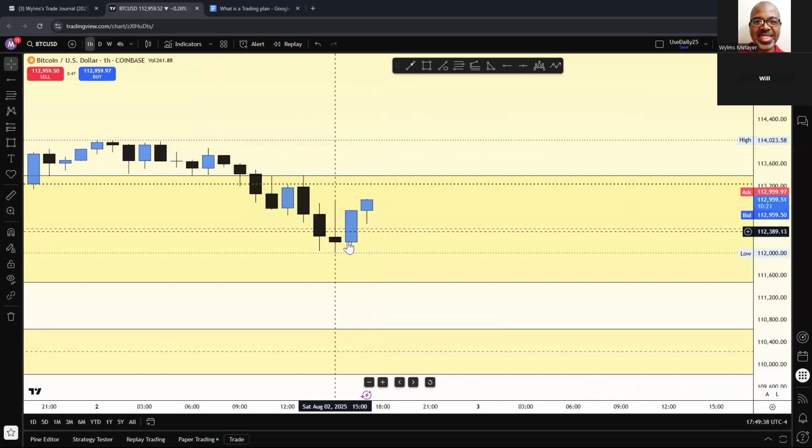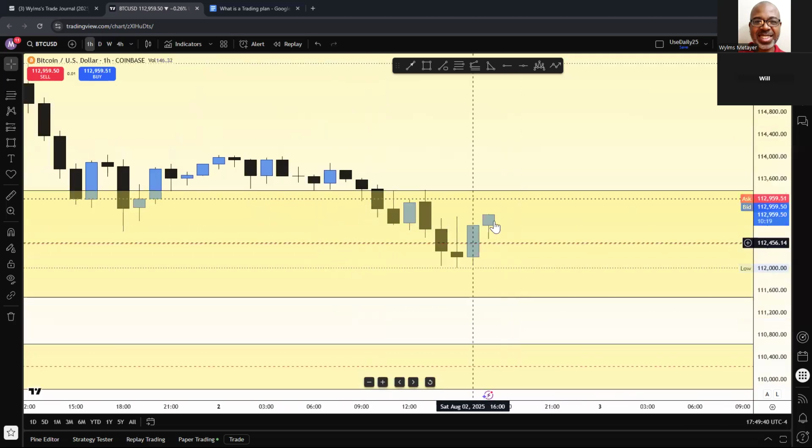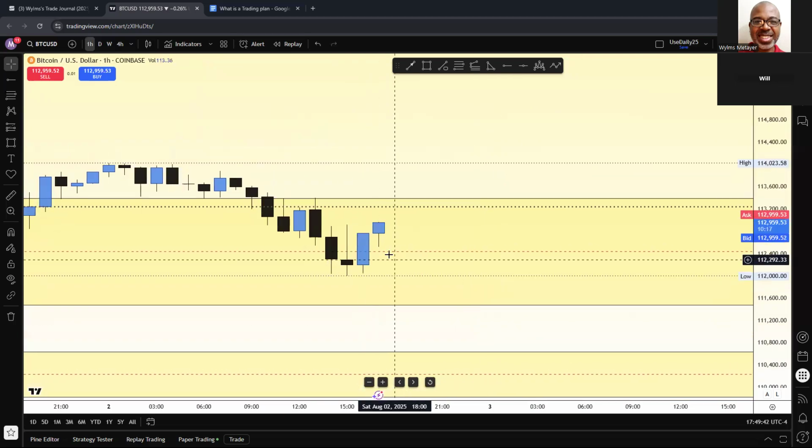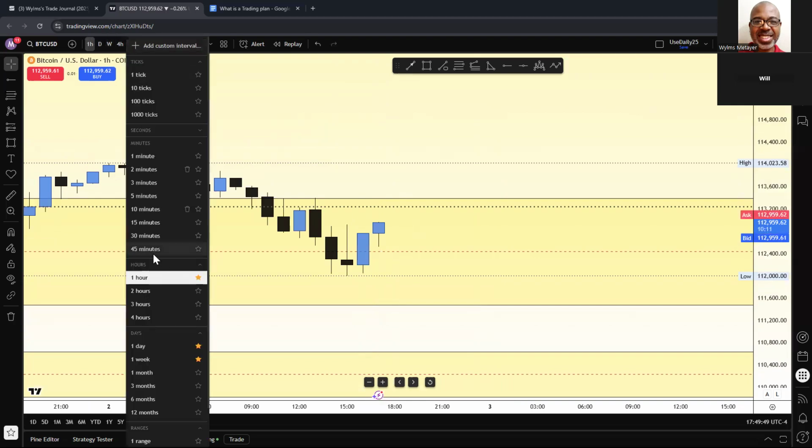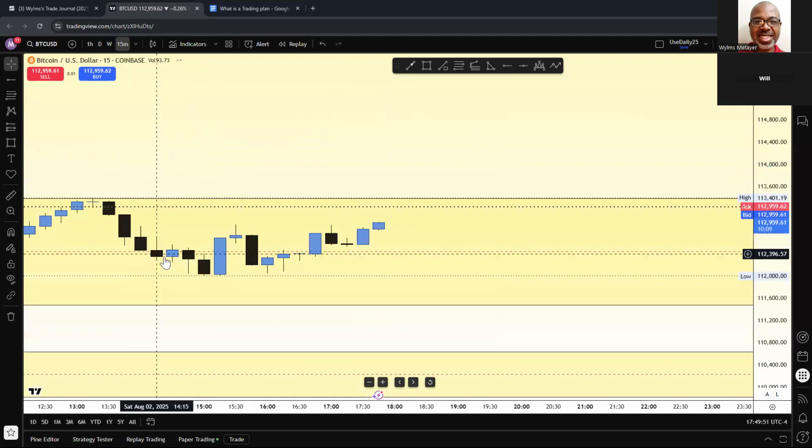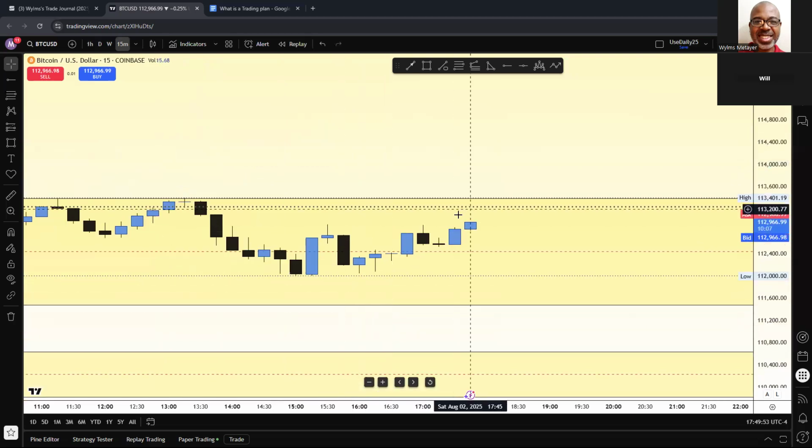As you can see, there are blue candles, okay, bouncing off of the fair value gap, okay? And if we go down to the 15-minute, you'll notice that there's an incline going up.